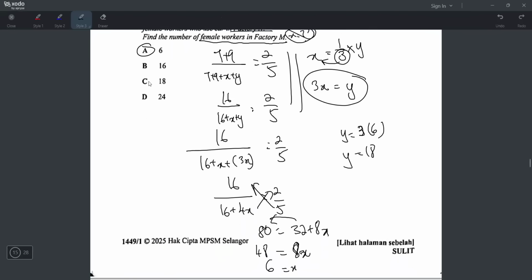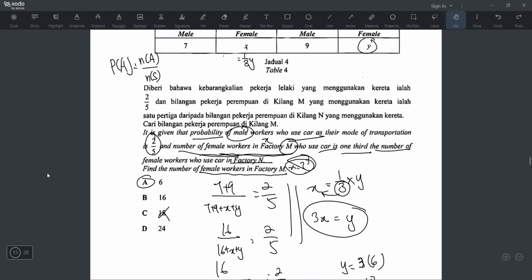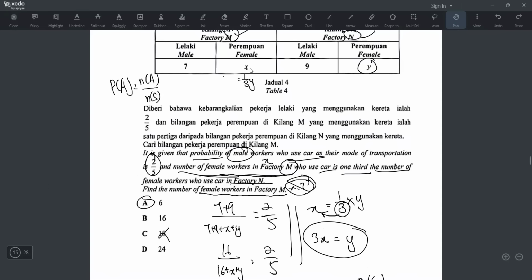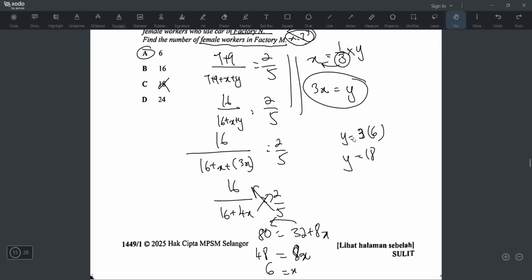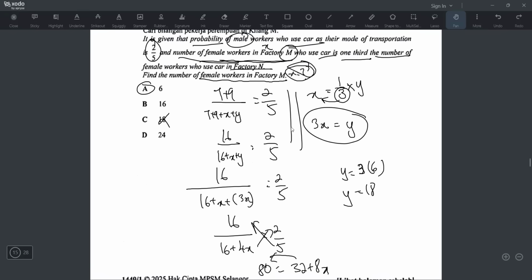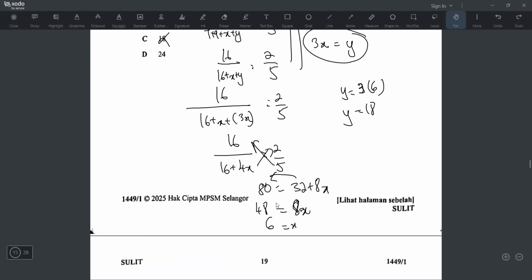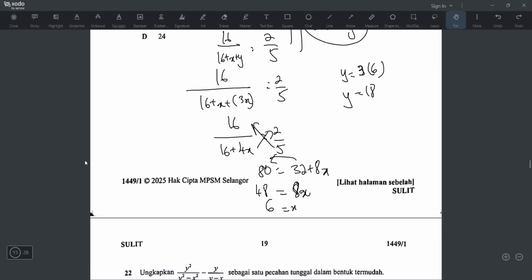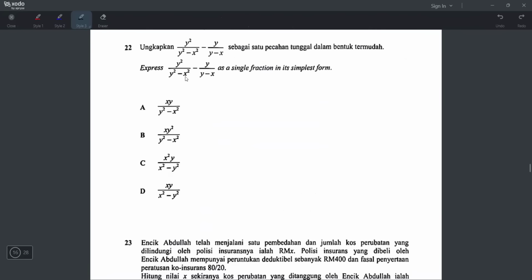But you cannot choose C. You cannot choose C because they're asking for the number of female workers in factory M. Factory M is x. In other words, the 1 over 3 of y. That is why you have to take 18 divided by 3, which is 6. Okay? It means the x value. Alright, so I hope you understand. So that's how I would do it. Alright, that's all.